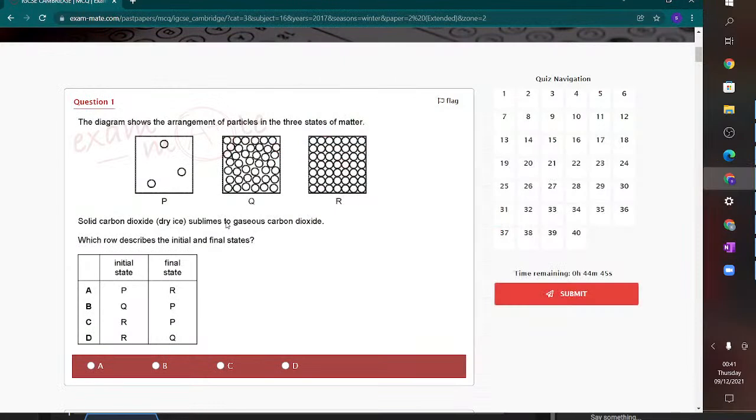The diagram shows arrangement of particles in 3 states of matter. Solid carbon dioxide, dry ice, sublimes to gaseous carbon dioxide. Which row describes the initial and final states? Solid means packed, and that's our initial state, so that's R. And final, that's P because it's gaseous in nature.